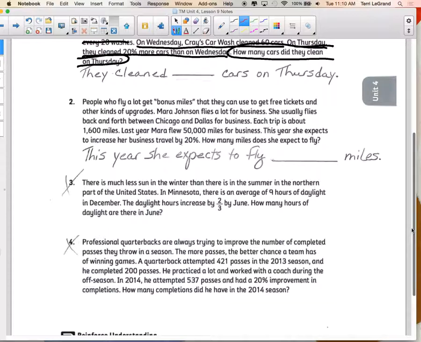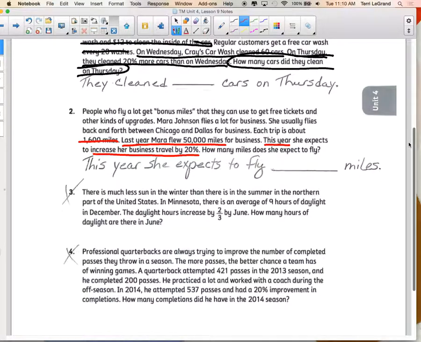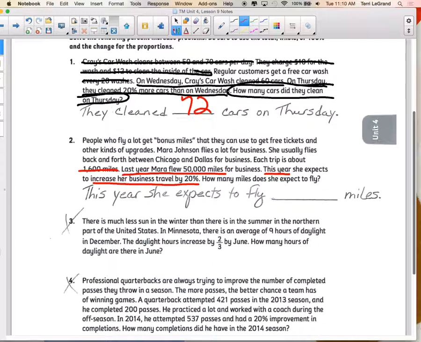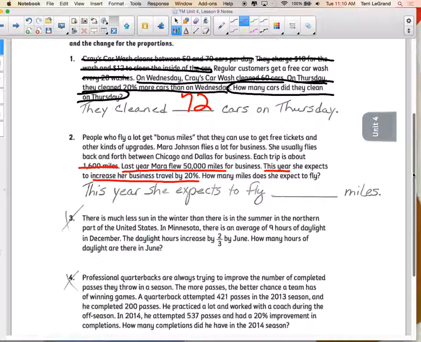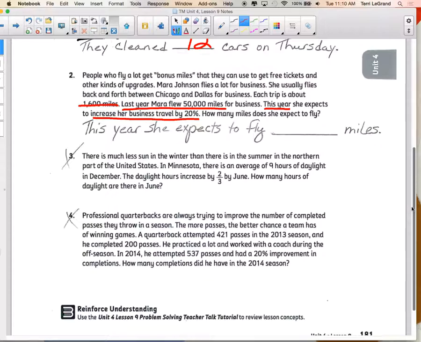You know what? It doesn't really matter where she usually flies, does it? It does not matter that each trip is about 1,600 miles. We want to know how many more miles she expects to fly this year because she's going to increase her travel. So we need that last year she flew 50,000 miles, and that this year she's going to increase her business travel by 20%. How many miles does she expect to fly? Oh, by the way, we can come up here and answer this question: 72. Okay, so let's go to our work page and set this up.